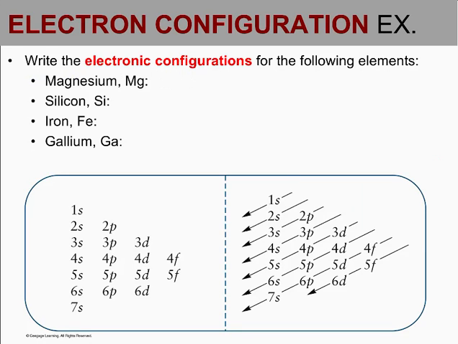So let's actually go over an example where we're going to write the electronic configurations for each of the following elements. Okay, so magnesium, silicon, iron, and gallium. Now, magnesium, if we look at a periodic table, has 12 electrons. Okay, so we're going to fill in these 12 electrons and figure out where their electrons exist.